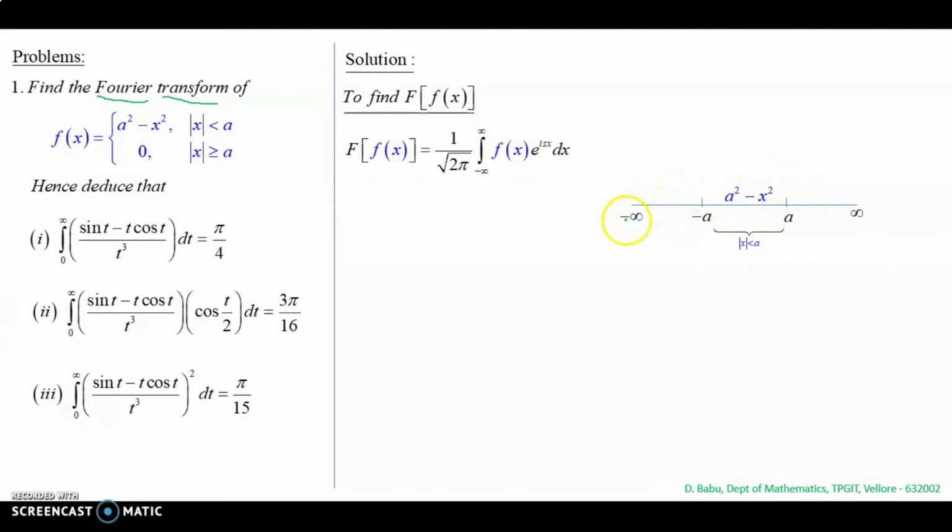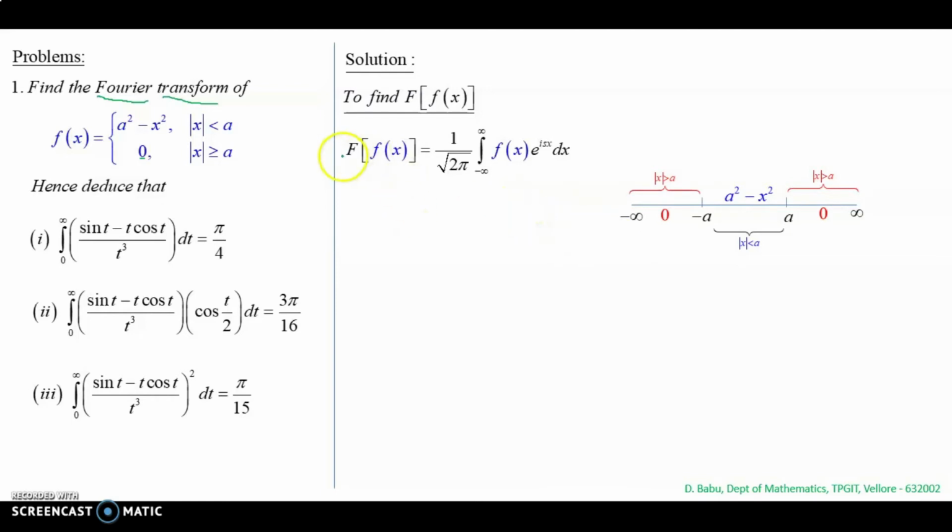The other two parts, minus infinity to minus a and a to infinity, are called mod x greater than a, or mod x greater than or equal to a. So minus infinity to minus a is mod x greater than a, and a to infinity is also mod x greater than a. In mod x greater than a, f of x is given as 0.